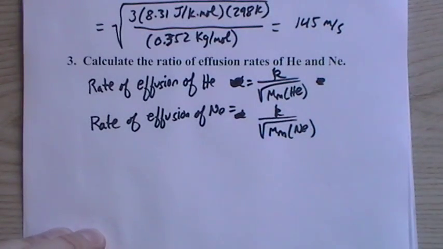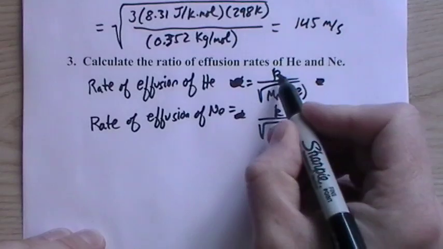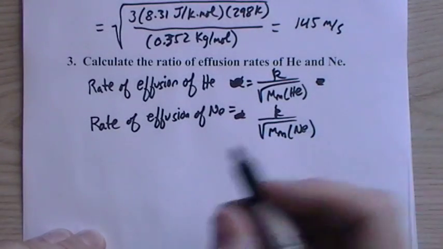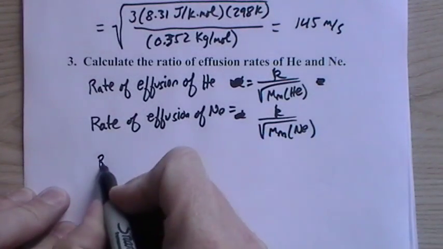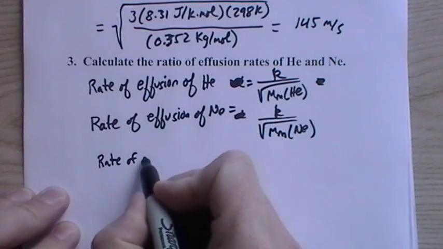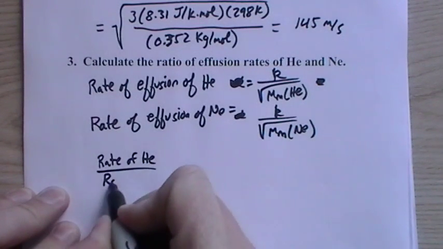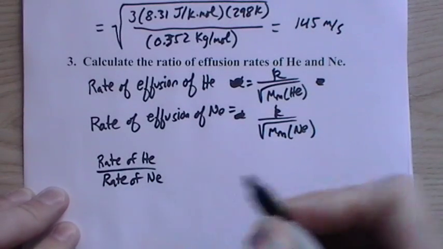Well, we don't know what K is, and we don't know if it's different for each compound or each species. So if we take the ratio of these rates, then the K drops away. This is what we've done with a lot of our gas laws, and by having two different systems or two different species, we can get rid of this extra value we really don't want to worry about. So if we take the rate, I'm just going to make it shorthand, rate of helium over rate of neon.